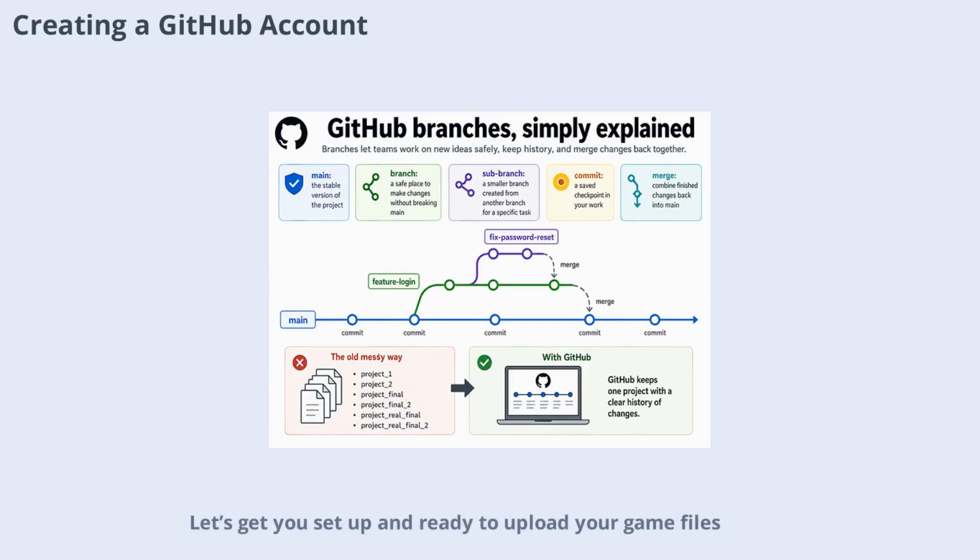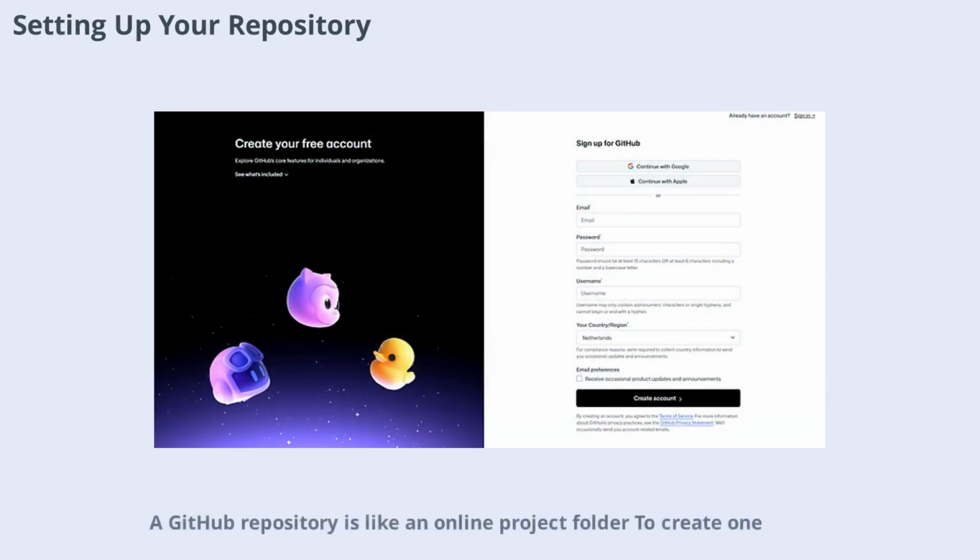Let's get you set up and ready to upload your game files. A GitHub repository is like an online project folder. To create one, click the green Create Repository button and fill in the project name, description, and visibility settings. Enable the readme.md file for documentation. This repository will store your game files, track changes, and serve as the foundation for deployment. It's a simple but powerful way to organize your project.